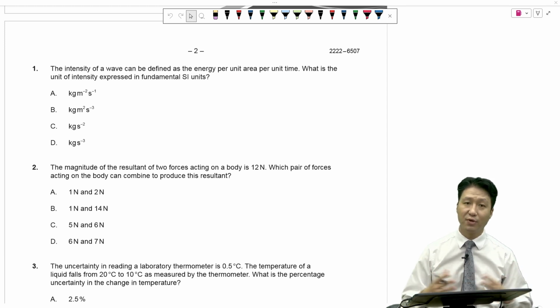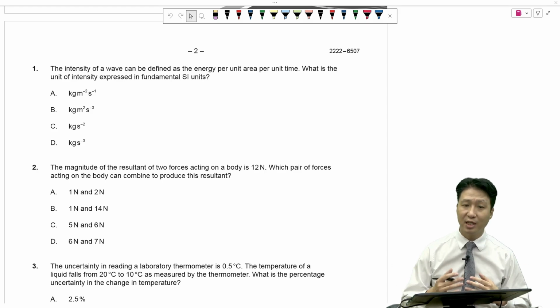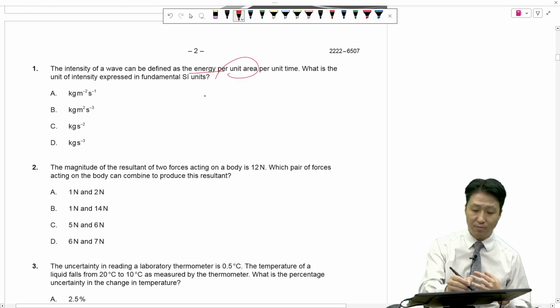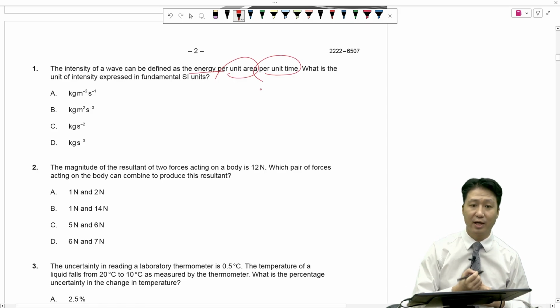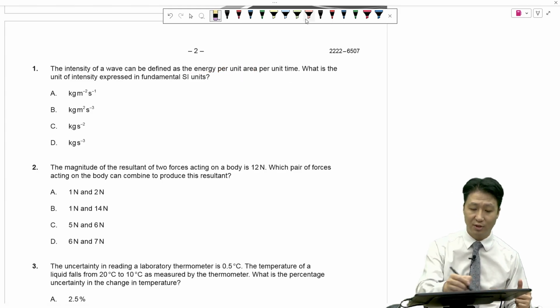Today we will be going over the answers for paper 1, Timezone 1 of May 2022. So let's get started. In this first question it says the intensity of a wave can be defined as the energy per unit area per unit time. What is the unit of intensity expressed in fundamental SI units?